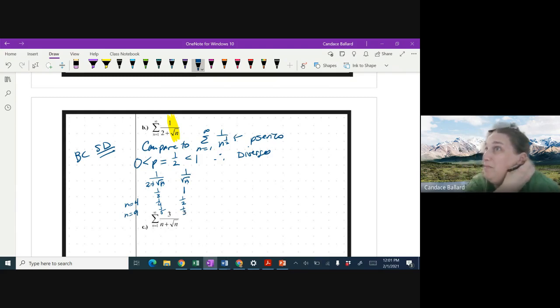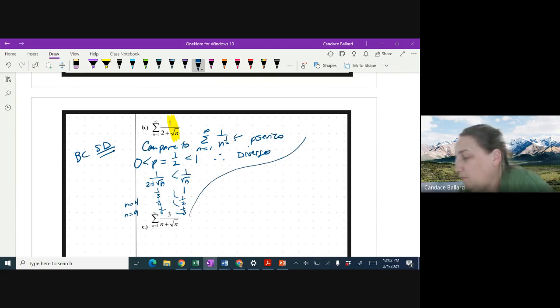Here's the problem. We diverged. So we wanted this one to be smaller, and it wasn't. So either it's inconclusive, or I didn't pick a good enough comparison. Okay? So I'm going to try to compare again. Okay, so I'm going to try this one more time.